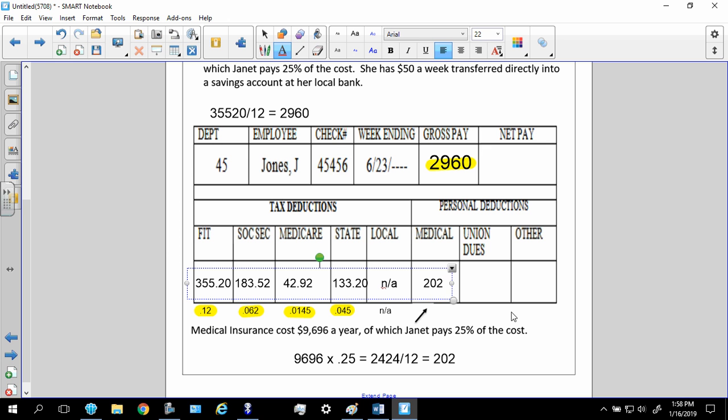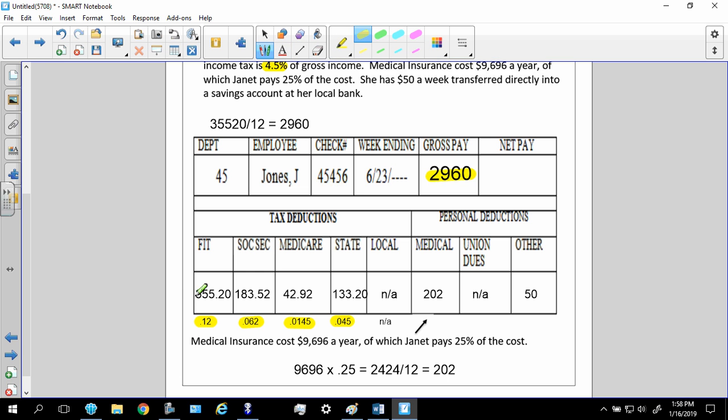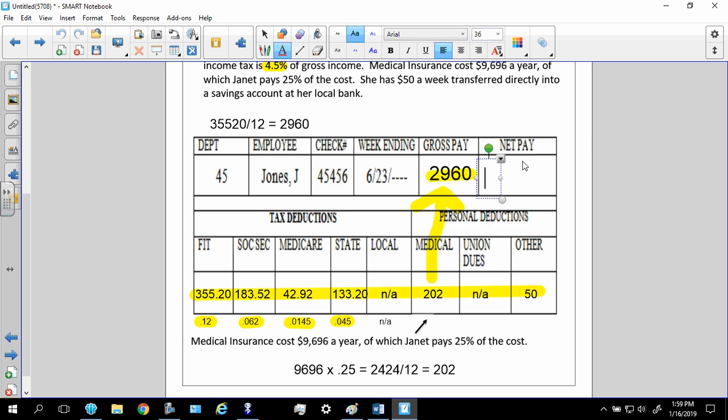202. Now, if you keep reading, it says she has $50 transferred directly into her savings account. She doesn't have any union dues, so that's going to be an NA. But she has $50, so I'm going to put $50 in the other category. At this point, all we do now is a simple add and subtract. I'm going to add all of these together, and subtract them from 2960. When I do that, I get an answer of $1,993.16. All right, moving on.